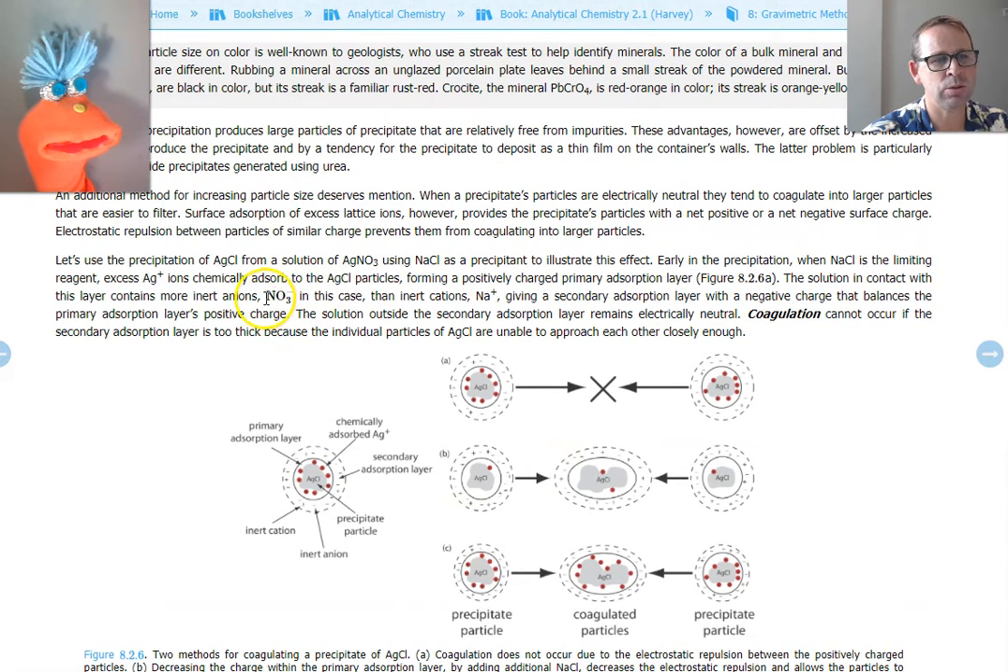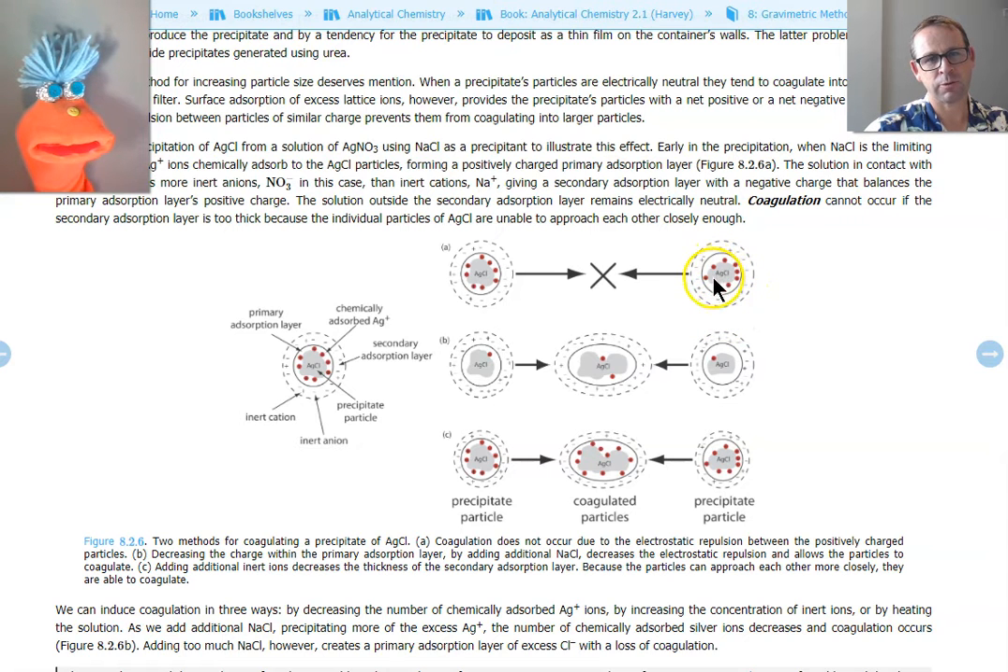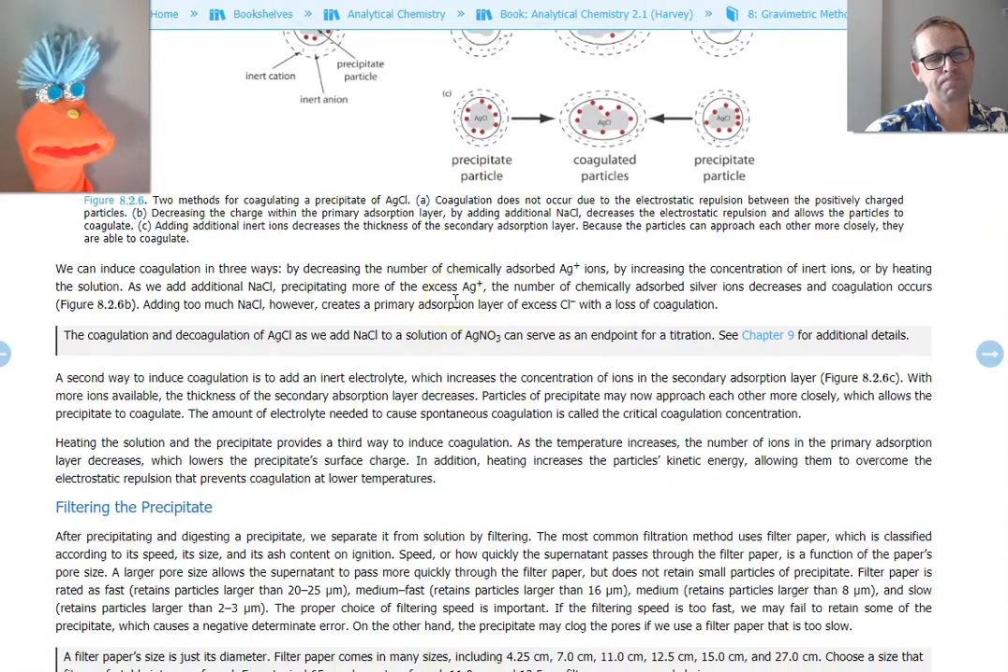And so you can also use a concentration of ions. In this case, we are using, for example, the nitrate ion or sodium ions to give a secondary absorption layer with a negative charge that balances the primary absorption layer. And the solution outside the secondary absorption layer remains electrically neutral. Therefore, coagulation cannot occur if the secondary absorption layer is too thick, because the individual silver chloride particles are unable to attach to each other close enough. And this can be a problem if these particles are too small for your filtration method.